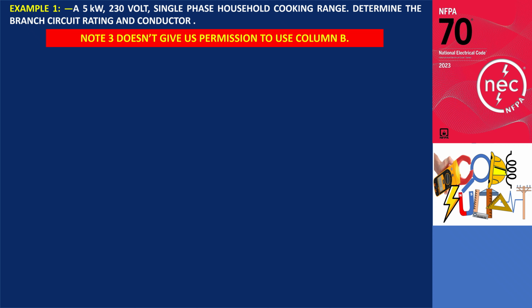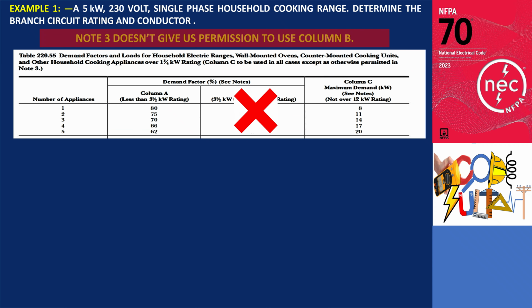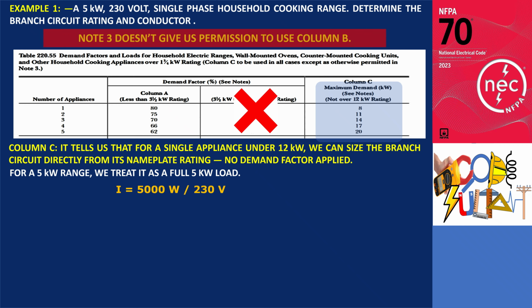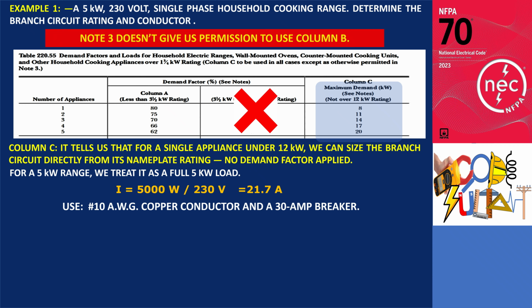Instead, we go back to the rule in the title. Column C is to be used in all cases. But there's one more twist. It tells us that for a single appliance under 12 kilowatts, we can size the branch circuit directly from its nameplate rating, no demand factor applied. So for our 5 kilowatts range, we treat it as a full 5 kilowatts load. Let's do the math. Rated current is equal to 5,000 watts divided by 230 volts. This will give us 21.7 amperes. That means we need a number 10 AWG copper conductor and a 30 amp breaker.